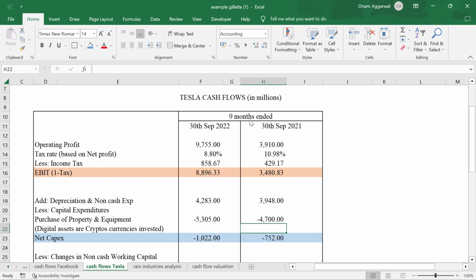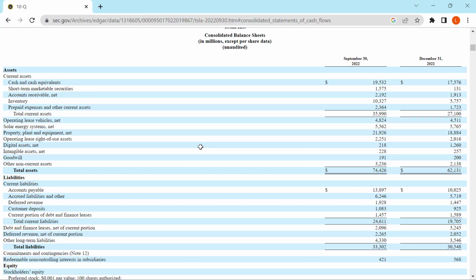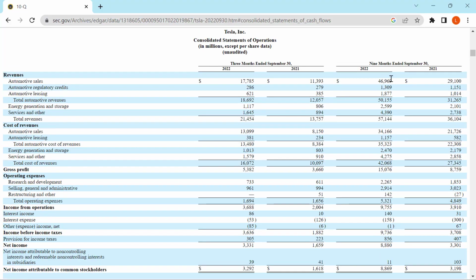Now to drive the point home, let's take the cash flows of Tesla. They are in millions and we are taking the 9 months period, 30th September 2022 and the last year, 30th September 2021. Like we said, we start from operating profits. Where will we get the operating profits? We will take the consolidated statement of operations.